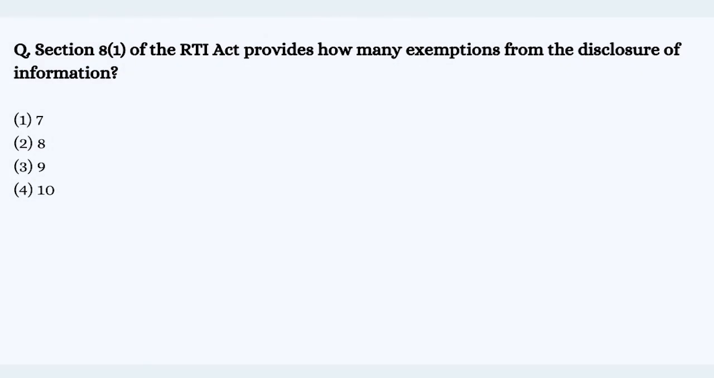Now we have got our next question, which is related to the RTI Act. Section 8 clause 1 of the RTI Act provides how many exemptions from the disclosure of information? You have to choose the correct option, like how many exemptions are given under section 8. Basically, there are 10 categories of information which are exempted from disclosure under section 8 of the RTI Act. And out of these 10 categories, there are 6 categories that are absolutely exempted. Hence, the correct option is option number 4, which is 10.